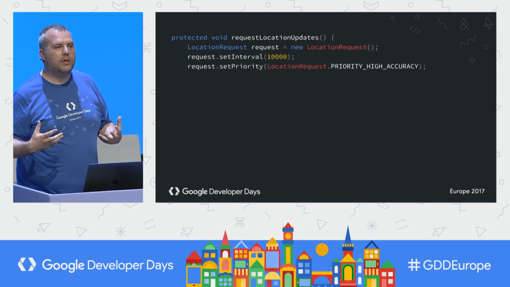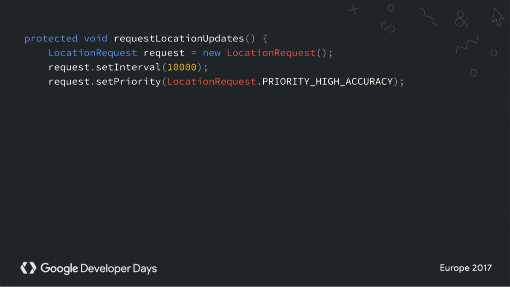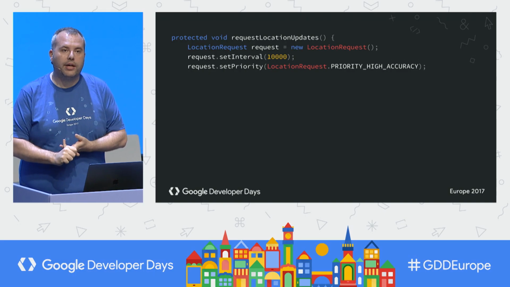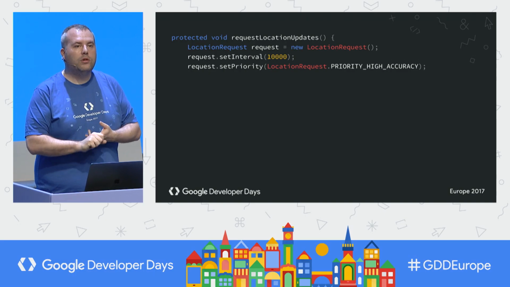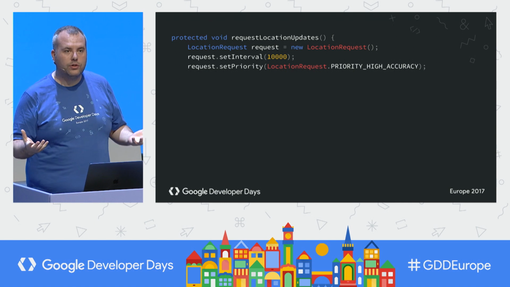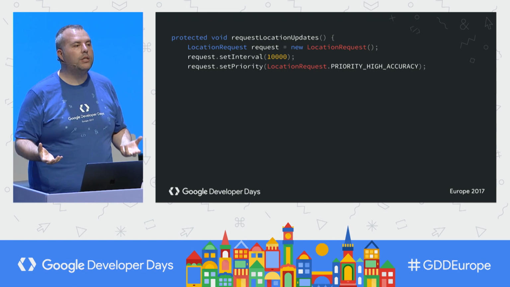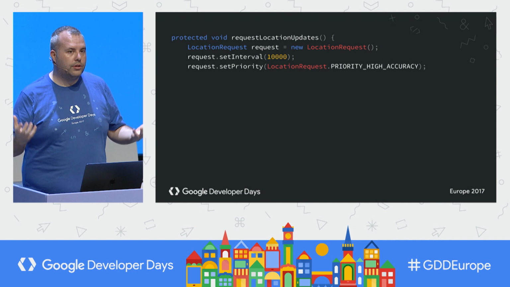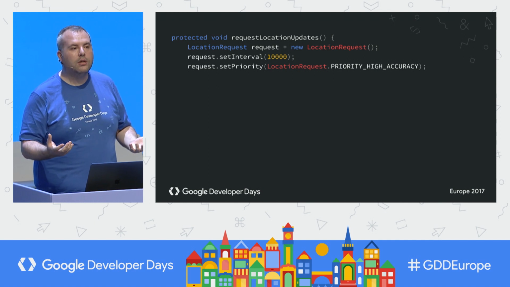So what we're doing to start with is configuring a location request. We're being reasonably aggressive here. We're asking for high fidelity, high accuracy of the phone, and we're asking to do it every 10 seconds. This means the phone's going to be really active. The radio circuitry is always going to be on, so this is going to have battery implications.